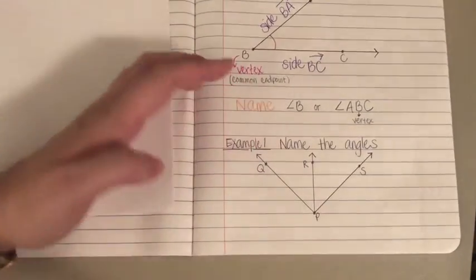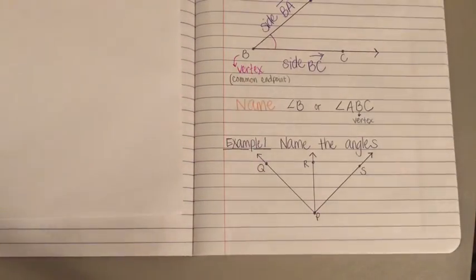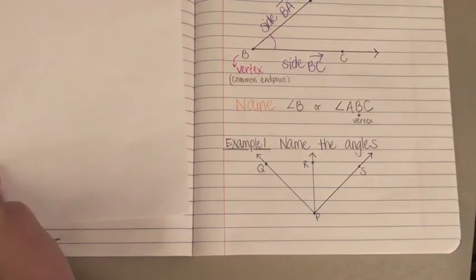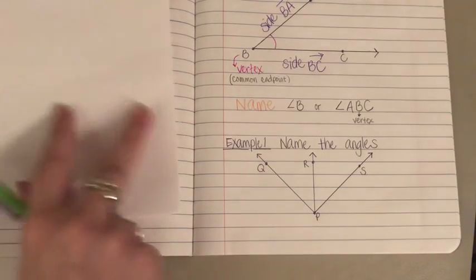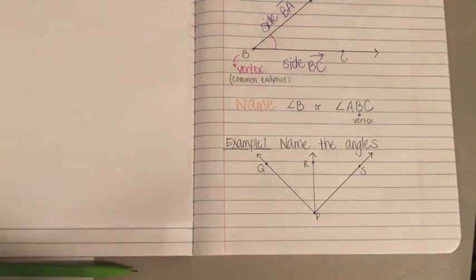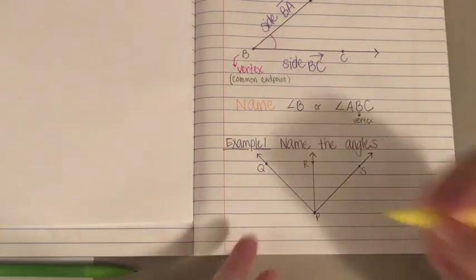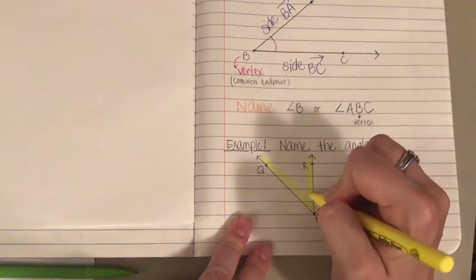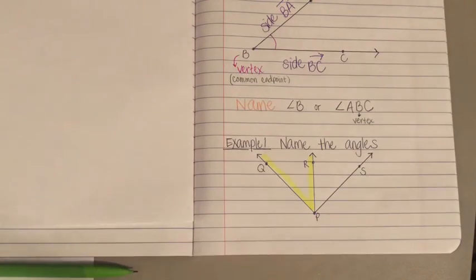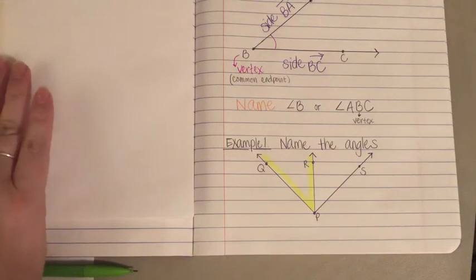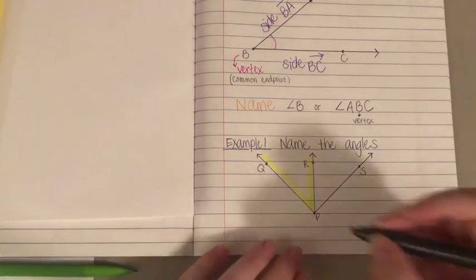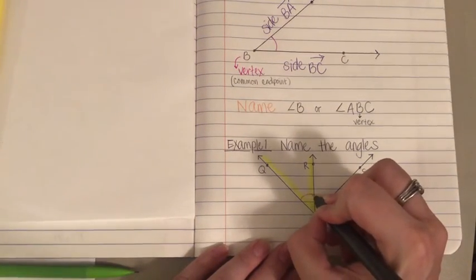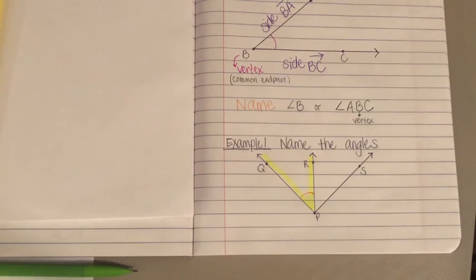So here is my first example for you, and we're going to practice naming angles. Now, notice it says angles. I see two angles, and I'm going to grab my highlighter to show you this, because geometry is very visual, and if you can't see it, the color is going to help you. The color is going to help you tremendously.